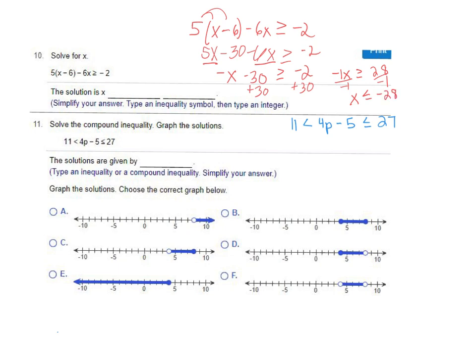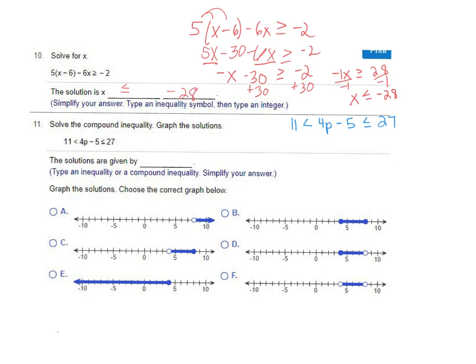Remember that if we're multiplying or dividing by a negative when we are solving an inequality, then we need to change the direction of the inequality symbol. And so that is our answer for the first one. The solution is x is less than or equal to negative 28.